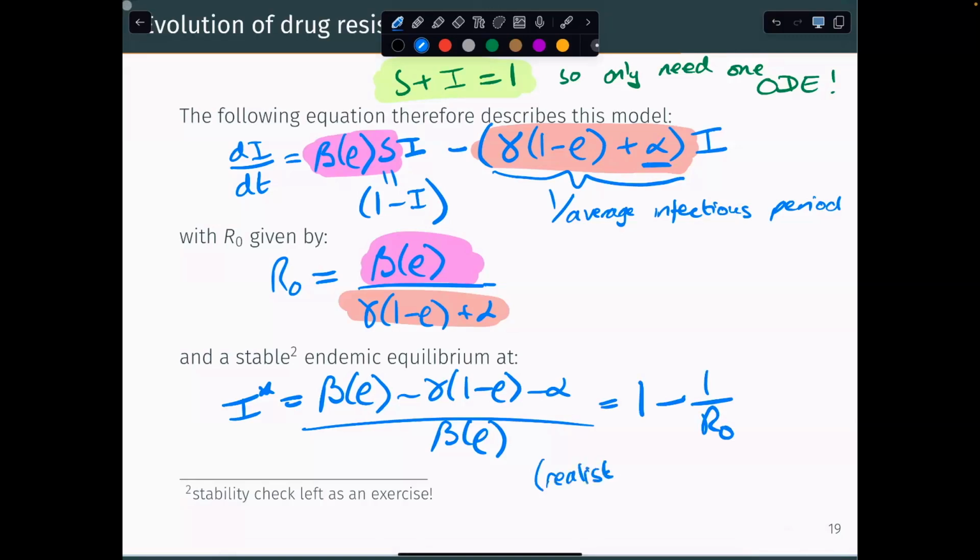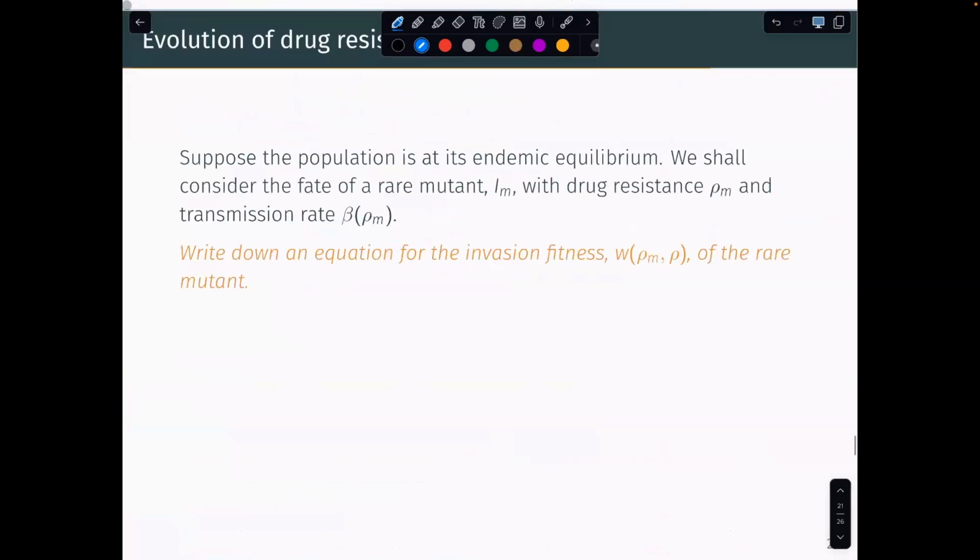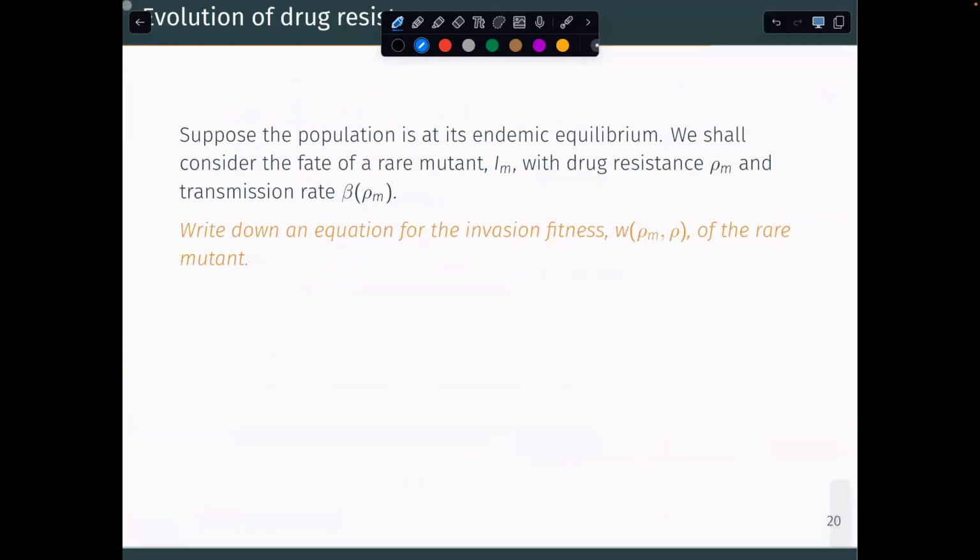Note, obviously, this is only realistic if R naught is greater than 1. I leave you to check the stability as an exercise, if you so wish. Okay, so we're going to suppose our population is at its endemic equilibrium and this is stable. And like before, we're going to consider the fate of a rare mutant, IM, that has drug resistance rho m and transmission rate beta of rho m.